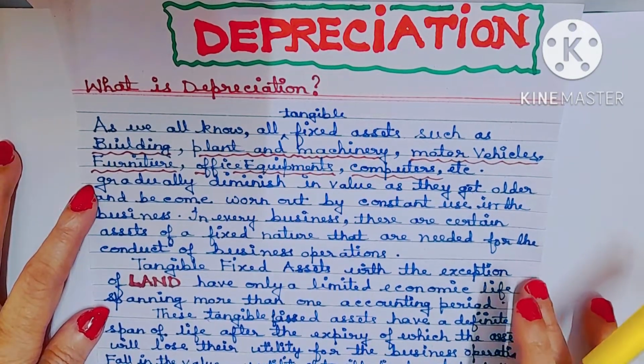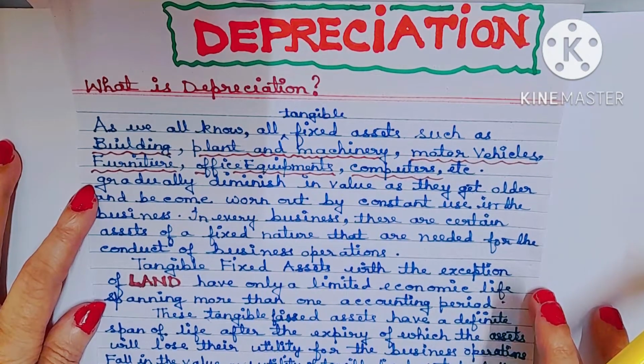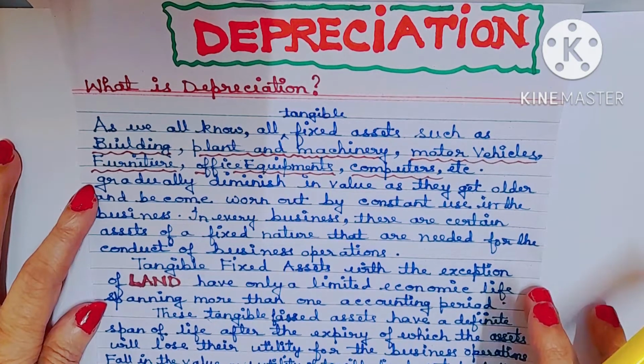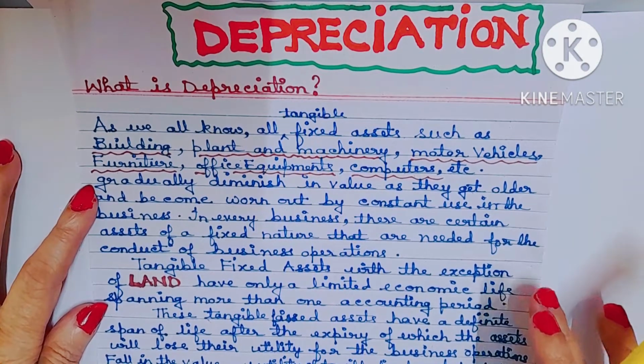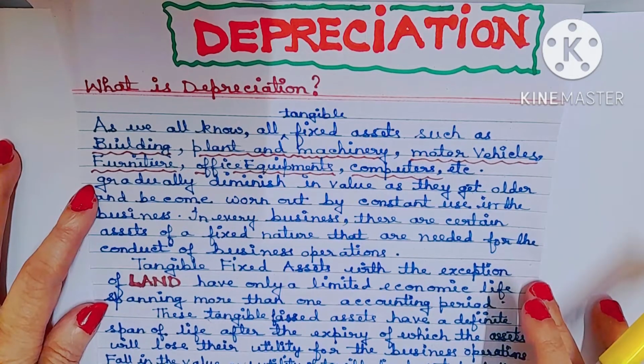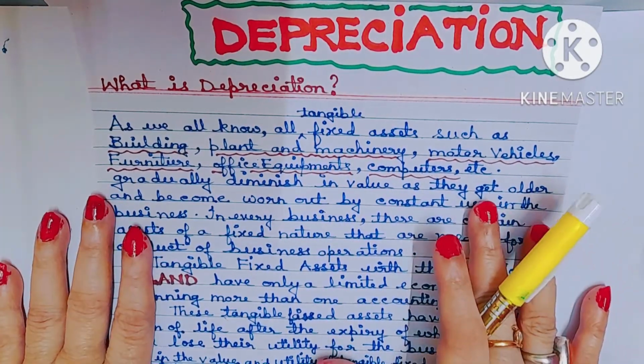These tangible fixed assets have a definite span of life, after the expiry of which the assets will lose their utility for the business operations. Fall in the value and utility of tangible fixed assets due to their constant use and expiry of time is known as depreciation. So, what is depreciation?